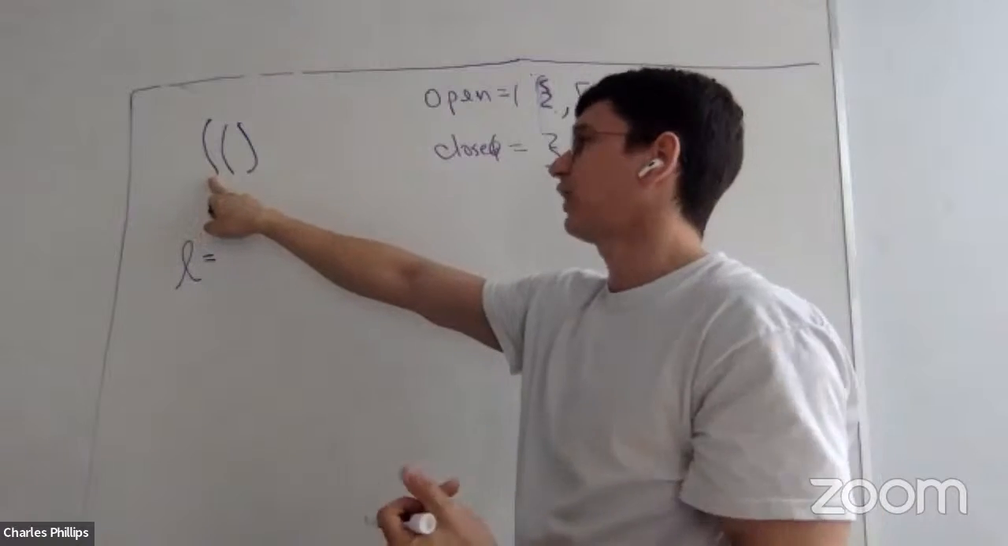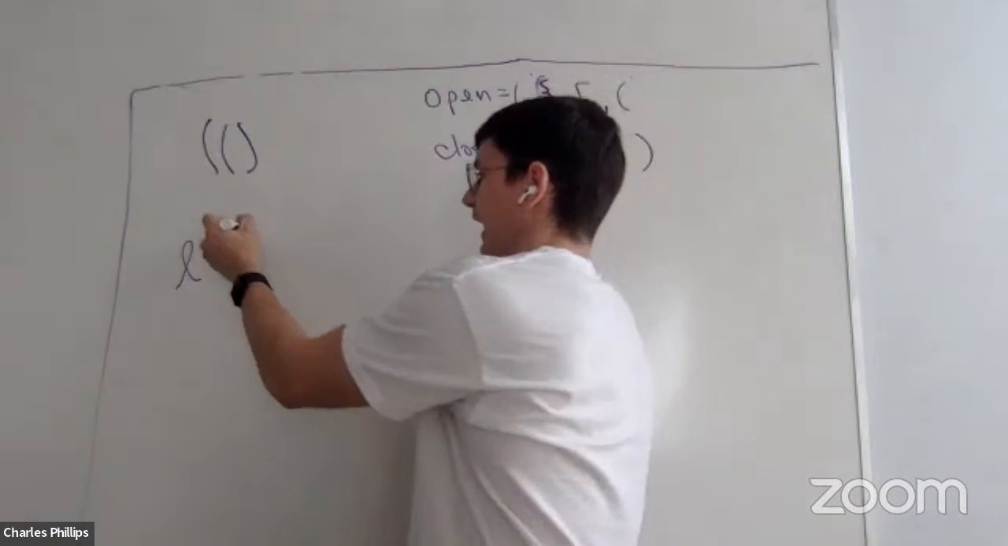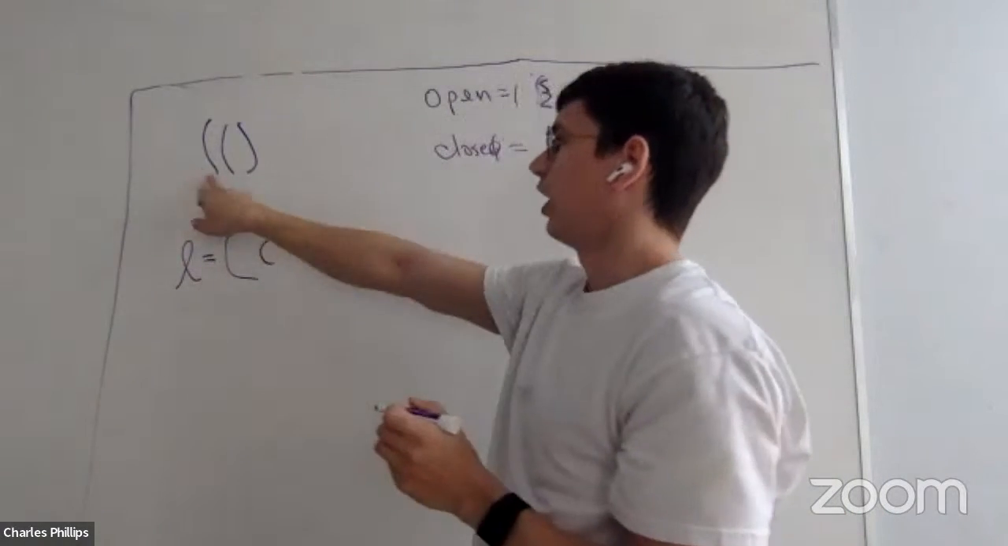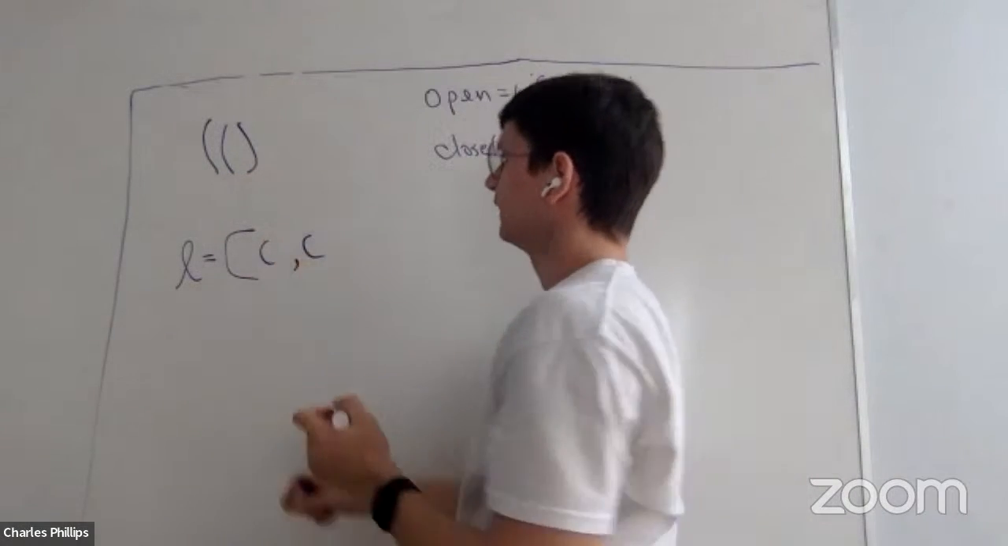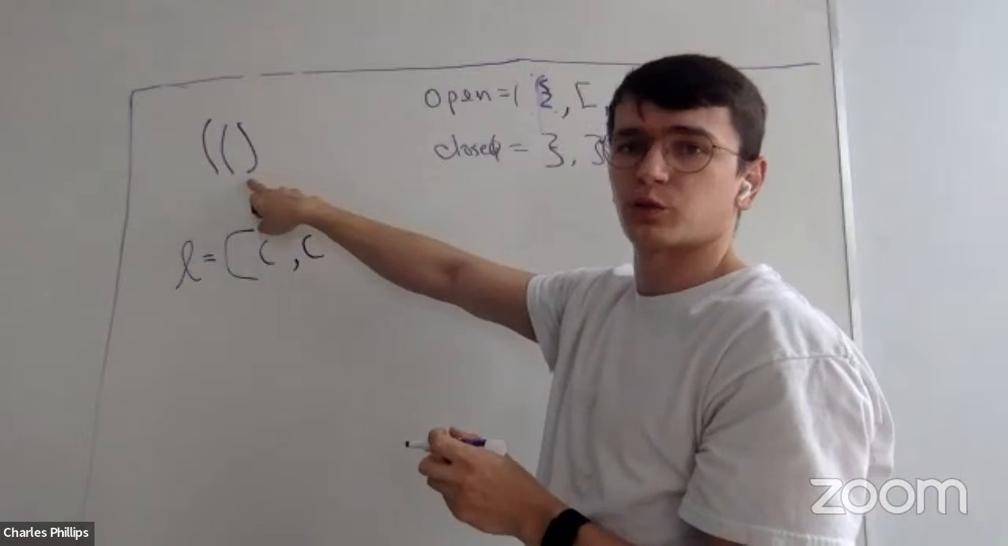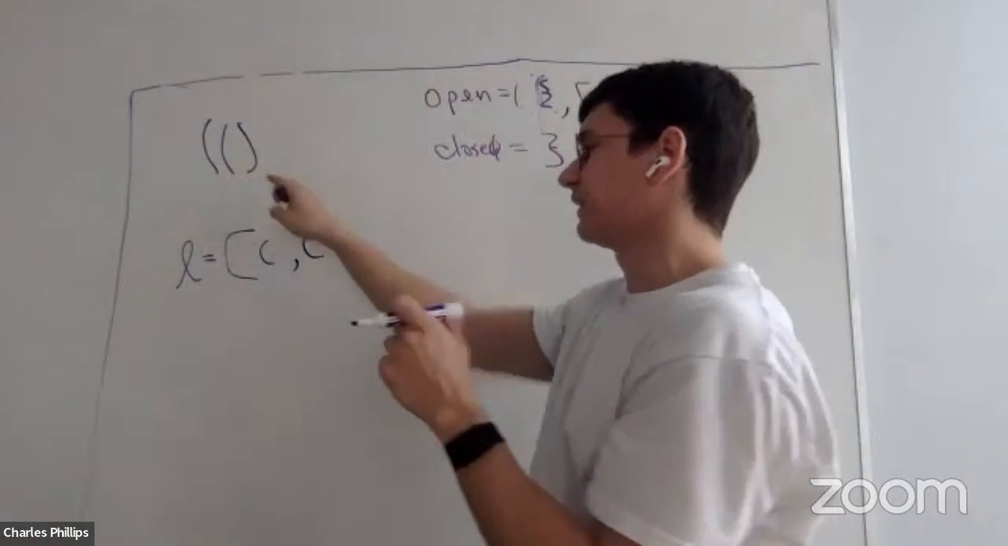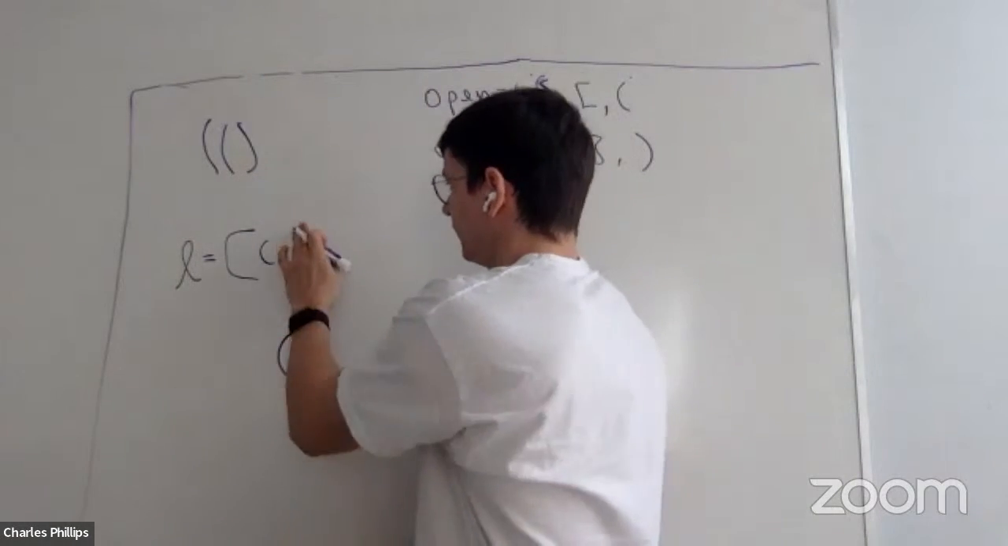It's of type open, I'll say. So I add it to my list. All right, the next guy is of type open, so I just add it to my list. This third guy's type closed. So what I do is I pop the last opening guy I saw, which was this.